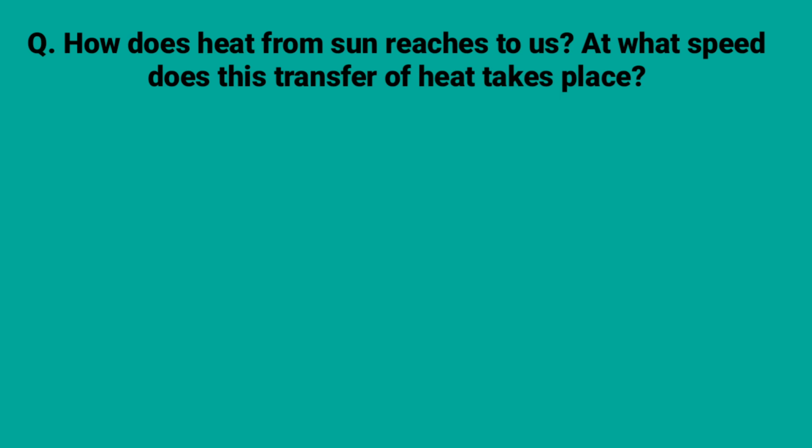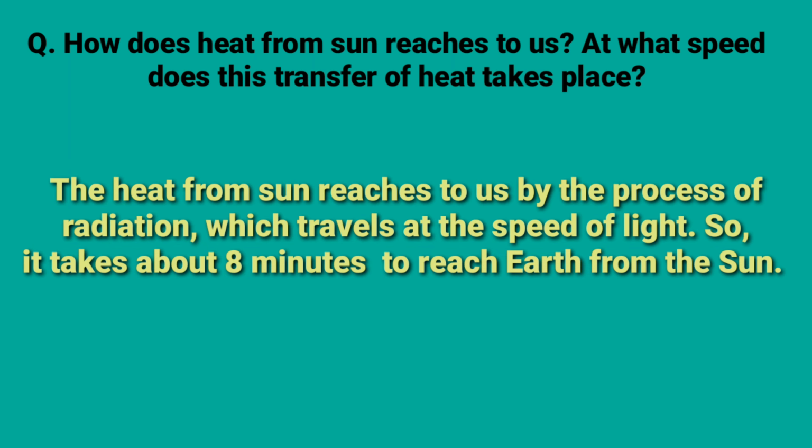Now the next question, how does heat from the sun reach us? At what speed does this transfer of heat take place? So the heat from the sun reaches us by the process of radiation, which travels at the speed of light. So it takes about 8 minutes to reach earth from the sun.